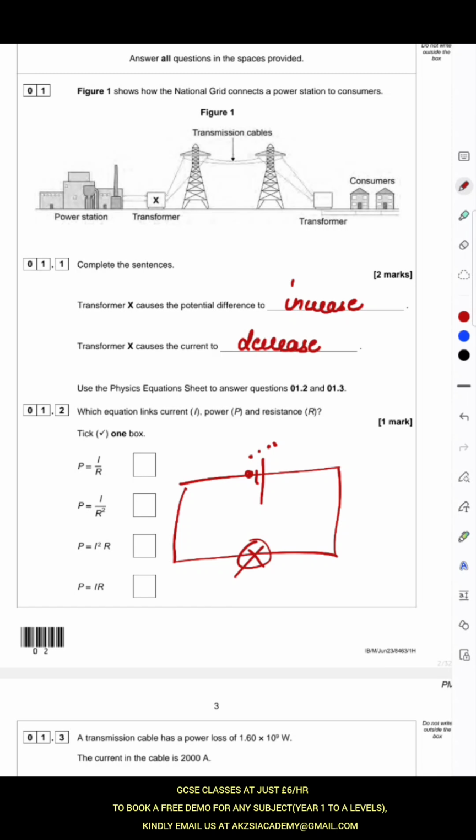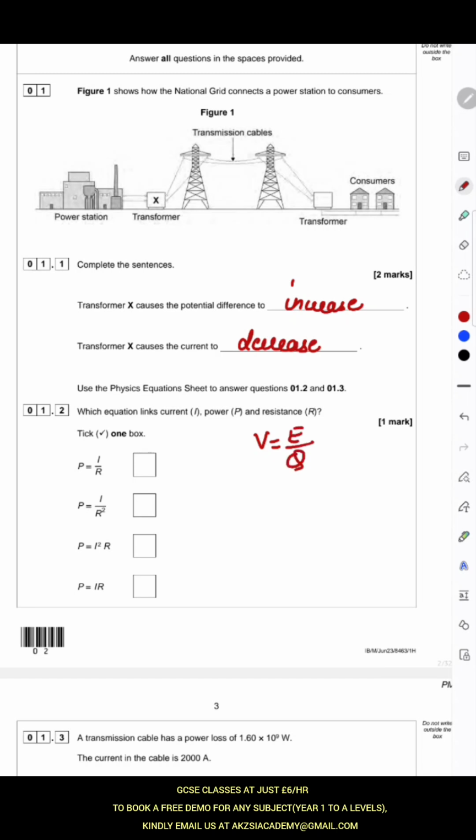That's your potential. Electrical potential is basically energy carried by each charge. So the higher the energy, the higher the potential difference. We can say potential difference, which we denote by V, is energy over charge, energy carried by each charge or work done by each charge. From here, if I cross multiply, electrical energy is V times Q. We know power is equal to energy over time.